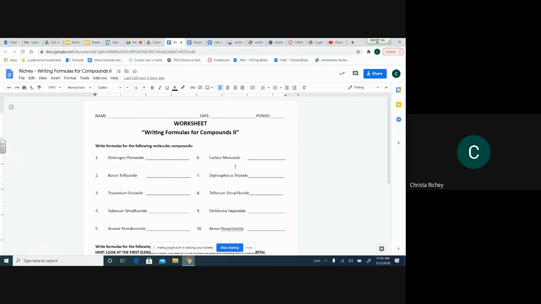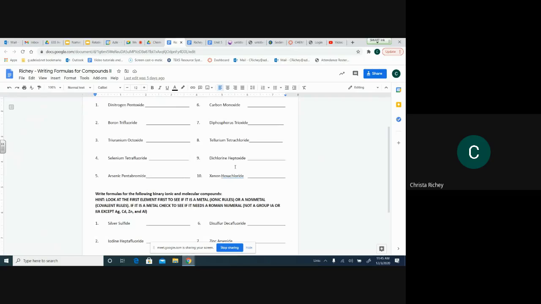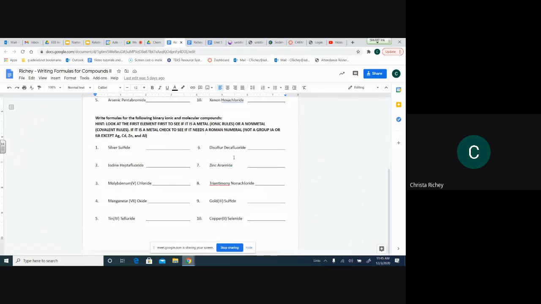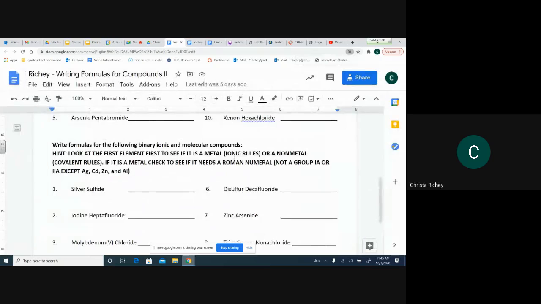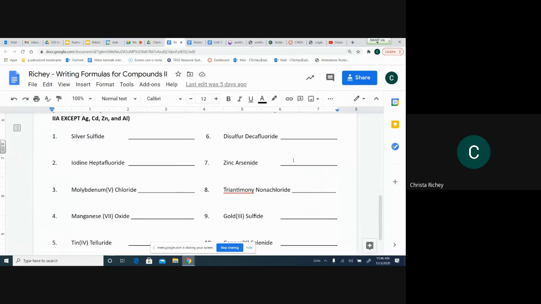Like it's all covalent, all of it, every single last bit of it. But this bottom part, we have a combination. Let me make this a little bit bigger. We have a combination of binary ionic, ternary ionic, and then also molecular. What you need to do first is take a look at this first atom and determine if it's a metal or a non-metal.